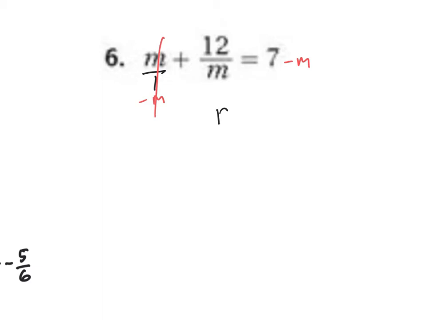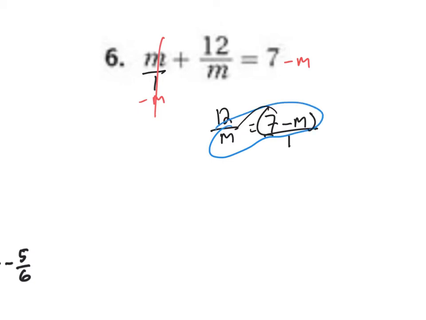What's that going to create? It's going to be 12 over m equals 7 minus m. Well, what if we just called that a group and put it over 1? Yeah, we could do that if we want. So then we can cross multiply. Remember, you're cross multiplying across a group. So distribute when you do it. 7m minus m squared, right? So that's what that looks like.